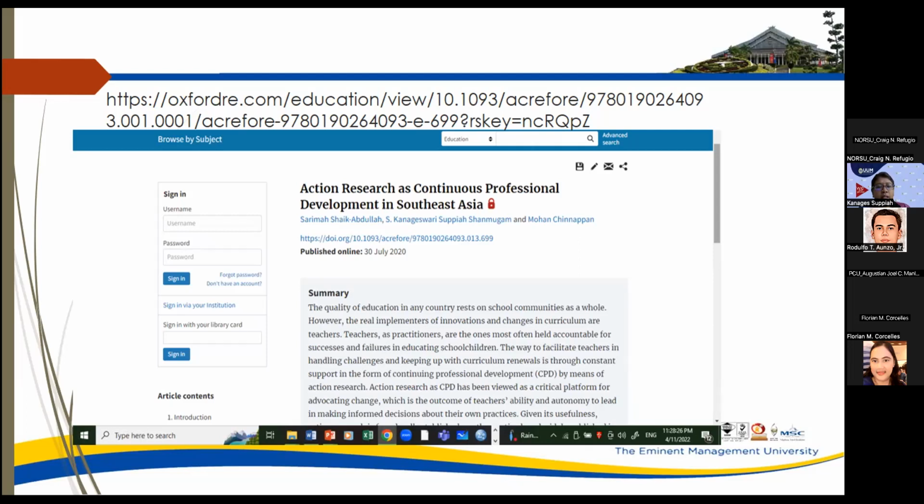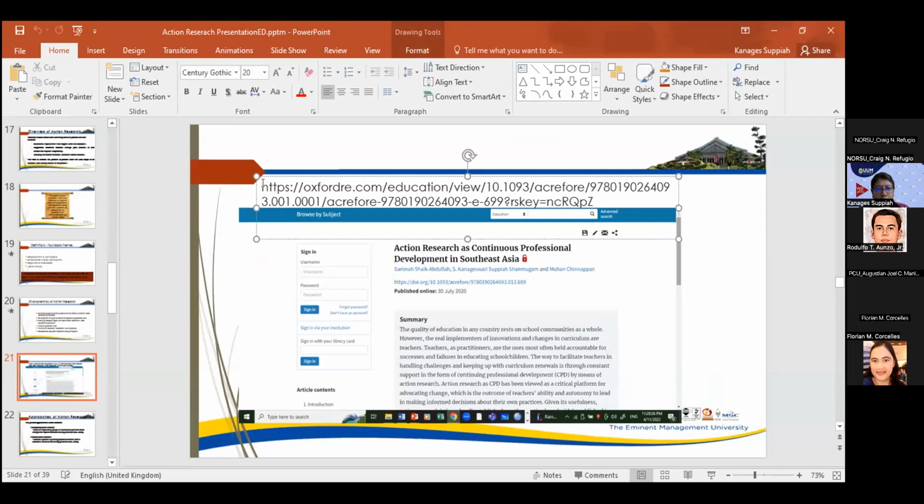If any one of you would like to read it, I'm putting the link so that at least one of you can access it and share it among yourselves. A lot of hard work was put into this paper because we didn't just investigate the models of action research in one country. We looked at the 16 CMU member countries, including Philippines, Malaysia, Singapore, Brunei, all 16 countries. So if you have a chance, please do get hold of this article.